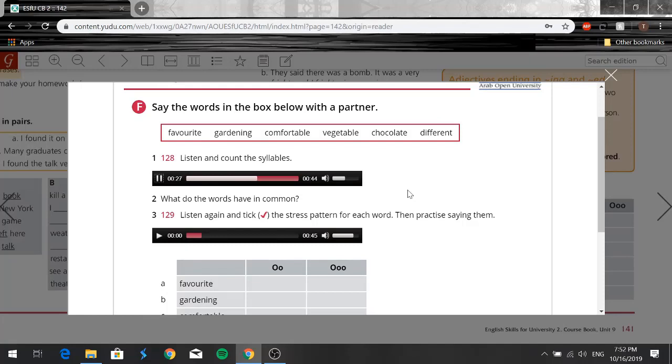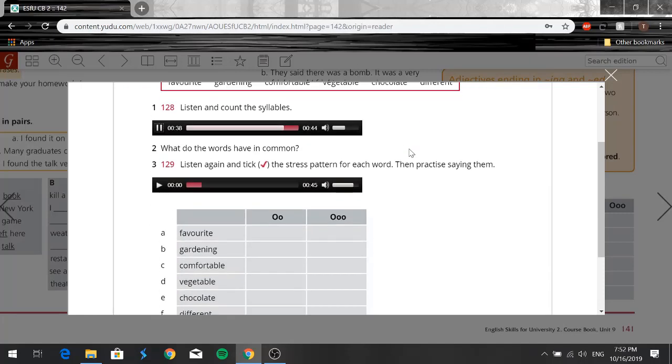Comfortable. Vegetable. Chocolate. Different.